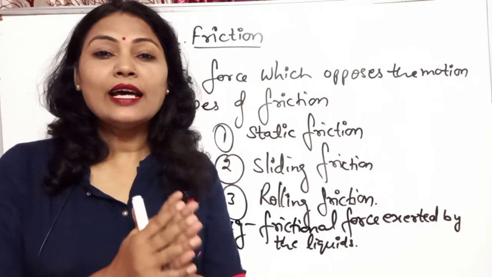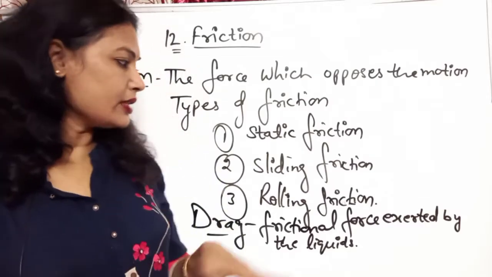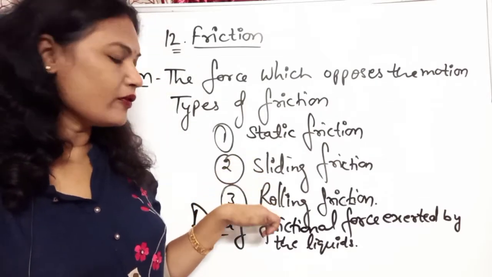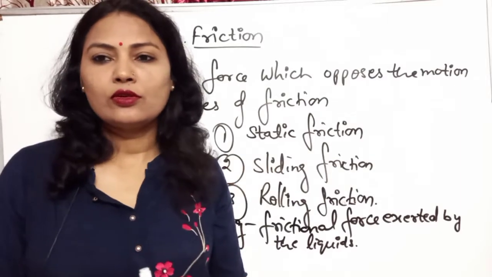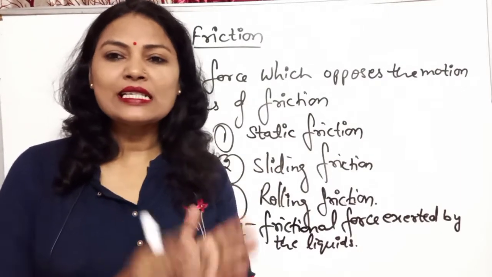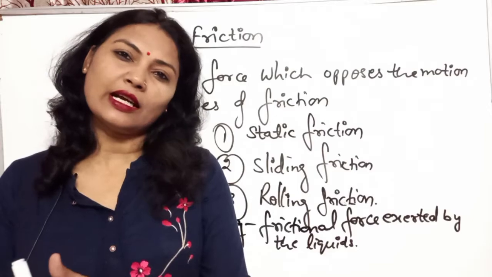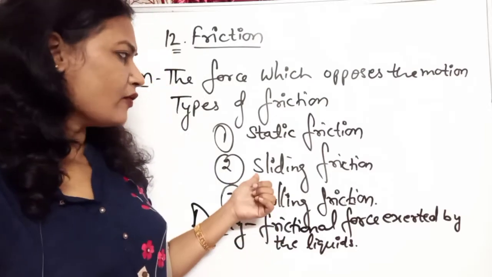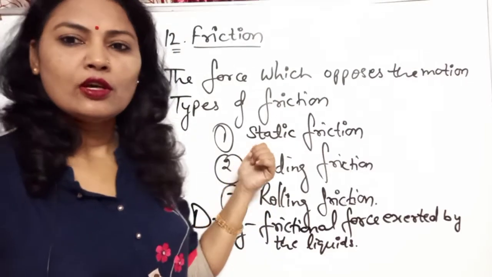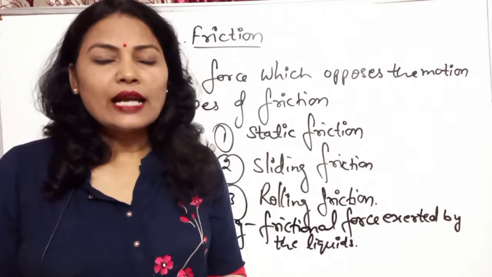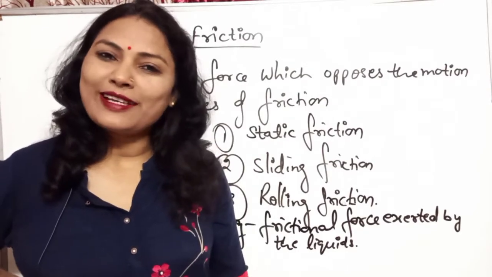Got it? And there are three types of friction that I told you: static friction, sliding friction and rolling friction. Got it? Now sliding friction is slightly smaller than static friction. Got it? Sliding friction is smaller than static friction. Okay, and that question is also present in your exercise.